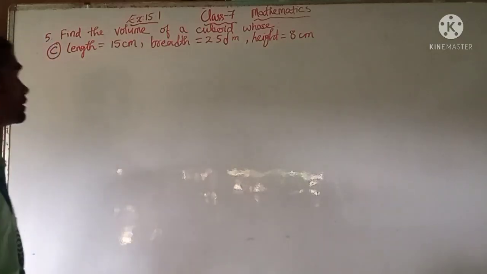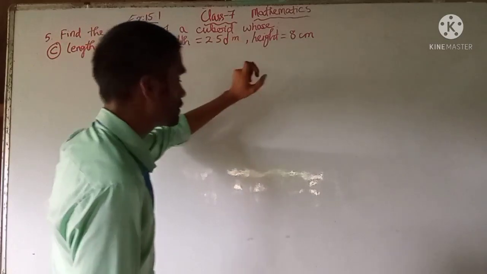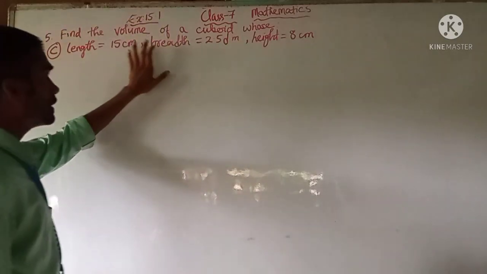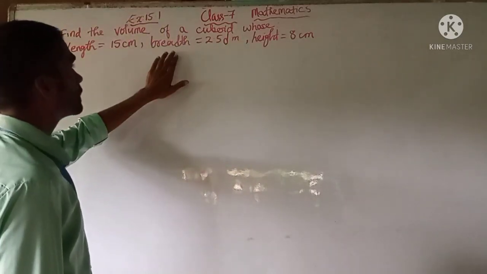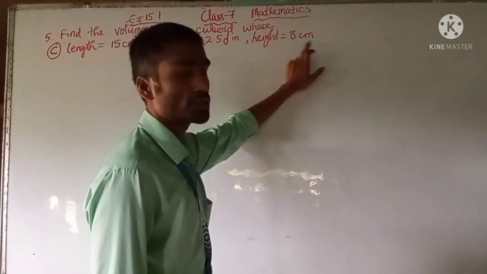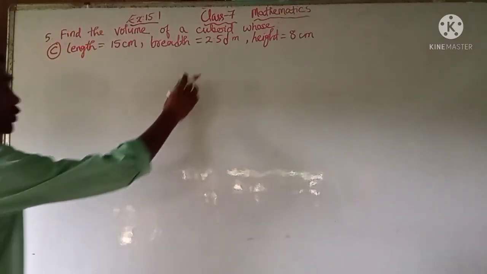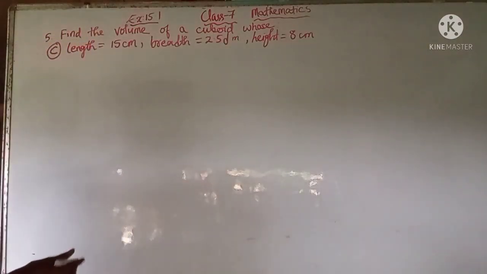Okay, now question number 5 here. Find the volume of a cuboid whose length is equal to 15 centimeter, breadth is equal to 2.5 decimeter, and height is equal to 8 centimeter. So we are asked to find the volume of the cuboid.